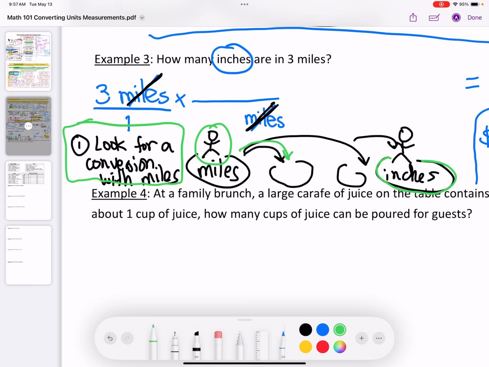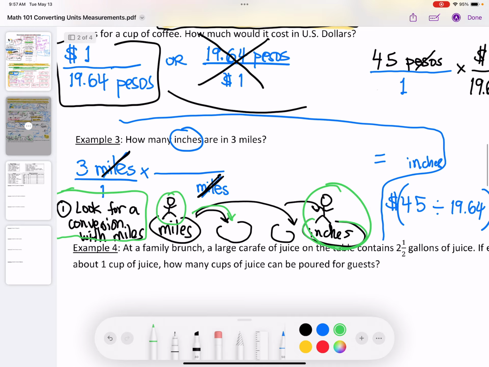That doesn't make any sense. But you know what I mean. It's an analogy, I guess. But before I get to this rock over here, I need to step off the first rock. So I want to make sure I get rid of miles first.